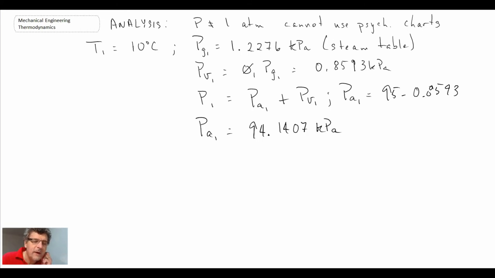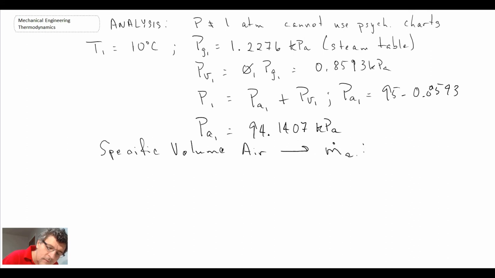Now, what can we do with it? Well, one thing I want to do to begin with is convert the volumetric flow rate into a mass flow rate. So we're going to use the ideal gas equation to determine the specific volume of the dry air, and then figure out what the mass flow rate of dry air is in our system. So that's what we're trying to do here, writing out the ideal gas equation. We can rearrange it in terms of specific volume.